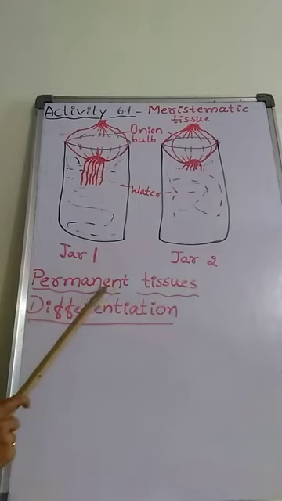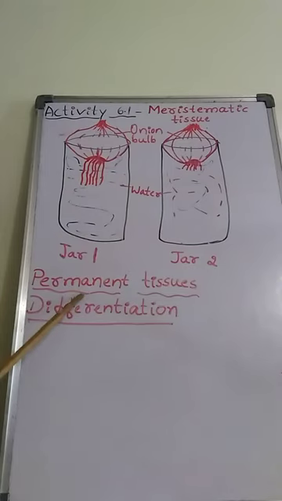That means the cells of the permanent tissues are unable to divide and they have assumed a particular shape, size and function. The cells of the permanent tissues are derived from meristematic cells.